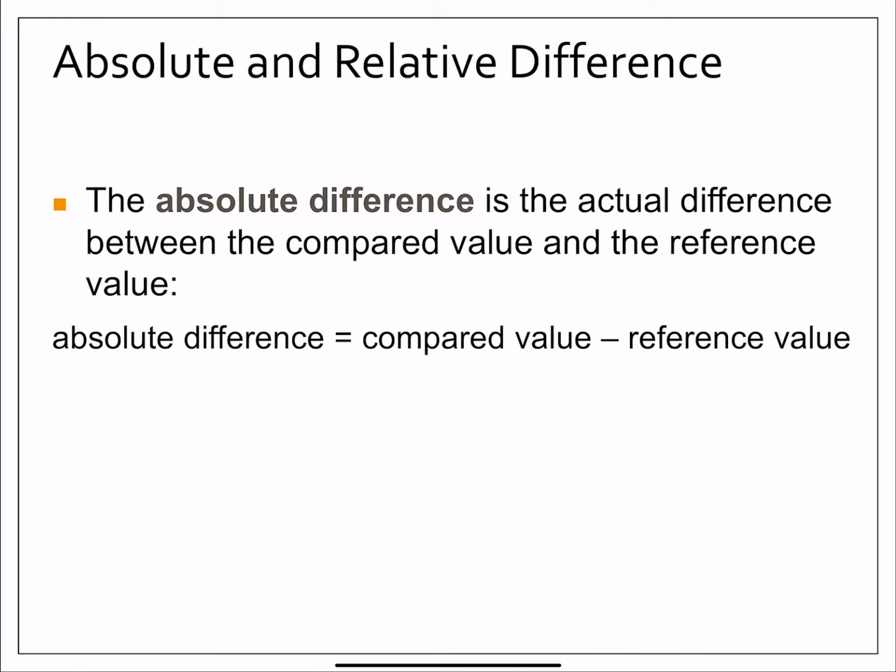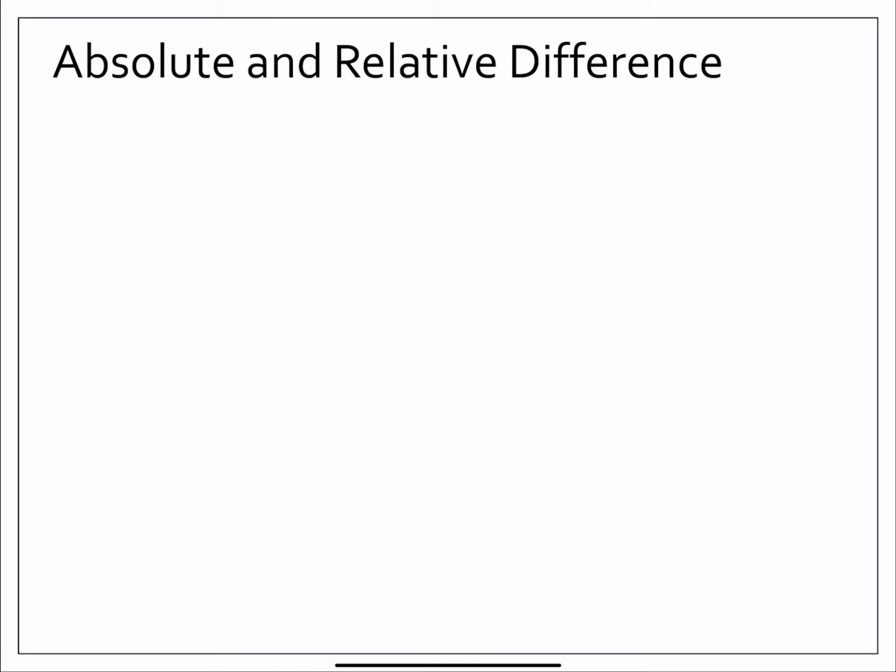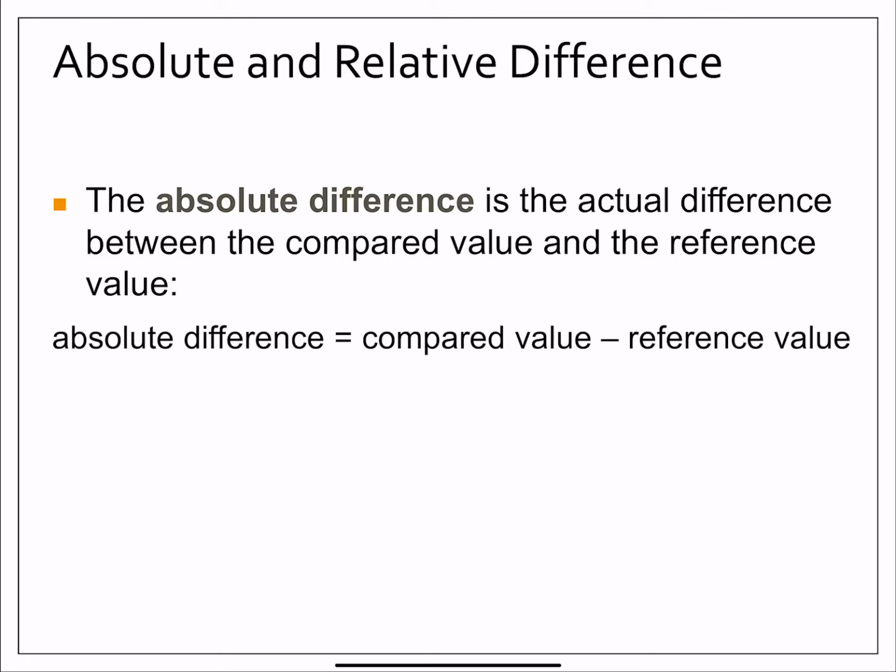Now, the absolute and relative difference is almost exactly the same as the absolute and relative change. The only difference between the change and the difference is that with a change, you are comparing something to itself, but with a difference, you are comparing something to something else, right? So to find the absolute difference, you do the compared value minus the reference value.